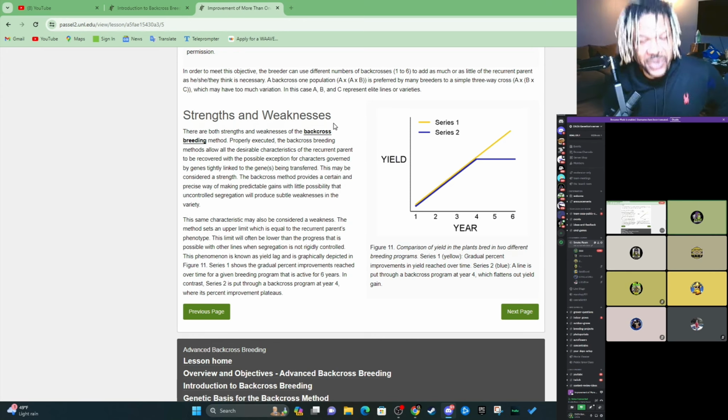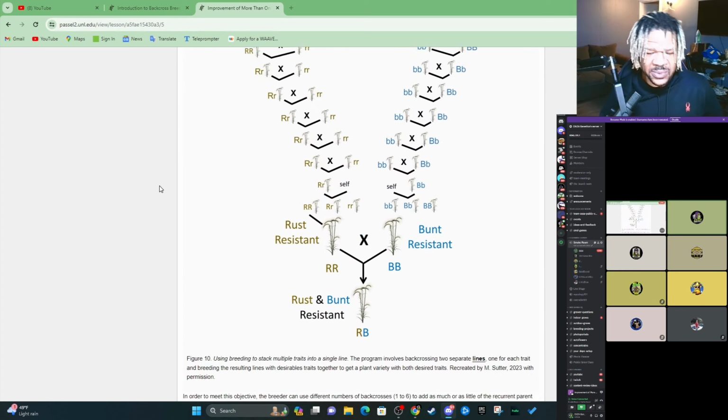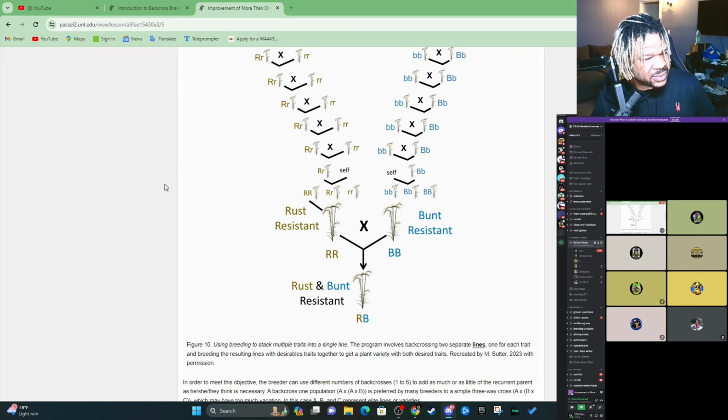Let's look at strengths and weaknesses. There are both strengths and weaknesses of the backcross breeding method. What do you guys think might be some strengths or weaknesses when we think in terms of backcross breeding methods?